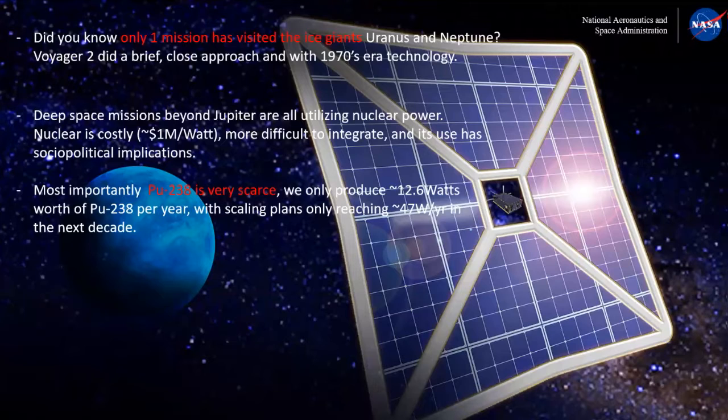They're complex, they're costly, and a big part of that is they all utilize nuclear power. Every mission beyond Jupiter utilizes nuclear power, and nuclear is very costly. It's more difficult to integrate, and its use has socio-political implications. Now, most importantly, the most common fuel we use, plutonium-238, is extremely scarce. We in the United States only produce 12.6 watts. It's a few grams worth of plutonium a year. And we have scaling plans at Oak Ridge to reach up to 47 watts per year within the next decade.